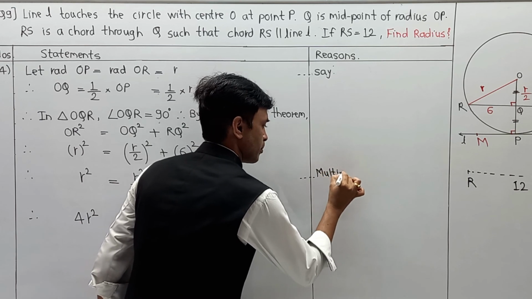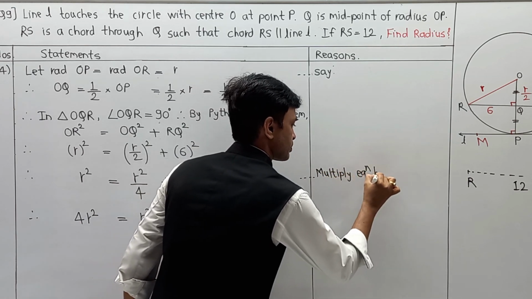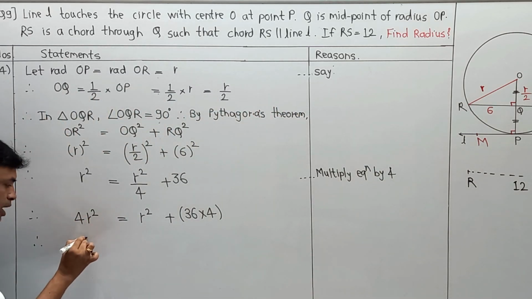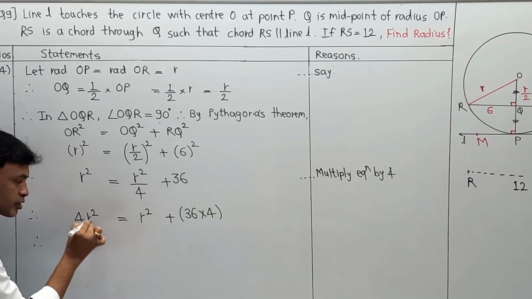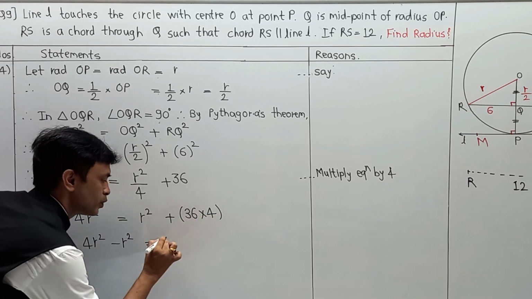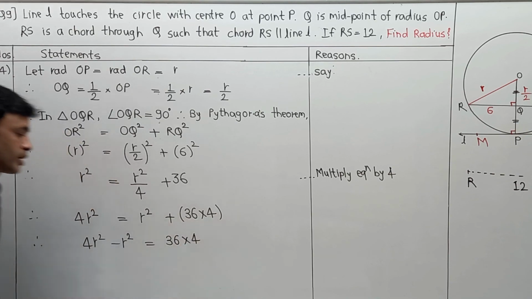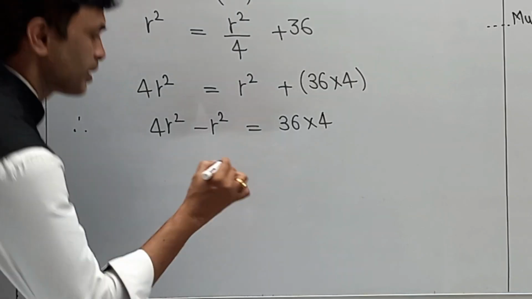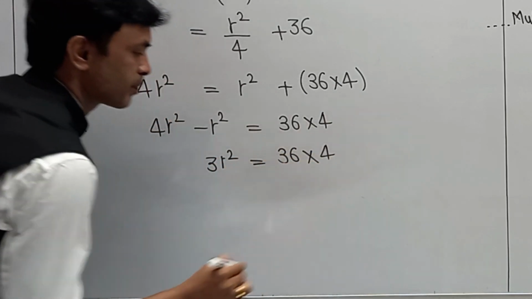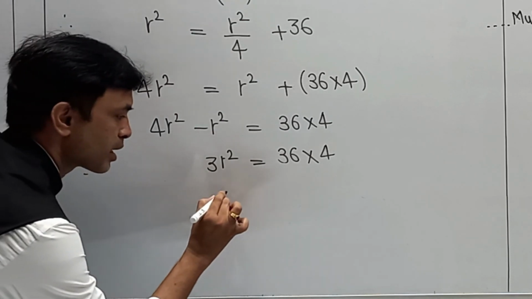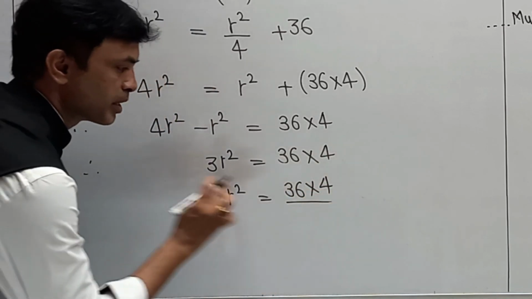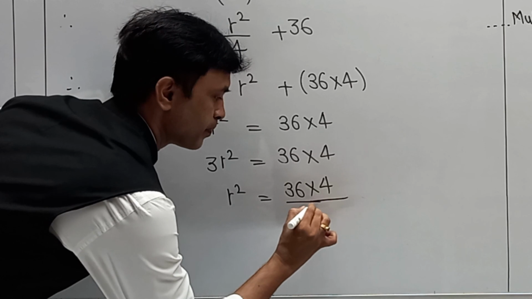So multiply equation by 4 for simplification, and here 4R square, shifting this plus R square to this side, it becomes minus R square is equal to 36 into 4. Now 4R square minus R square becomes 3R square is equal to 36 into 4. Now the value of R square is equal to 36 into 4, and this 3 is multiplied, so it goes to the other side and becomes divided by 3.